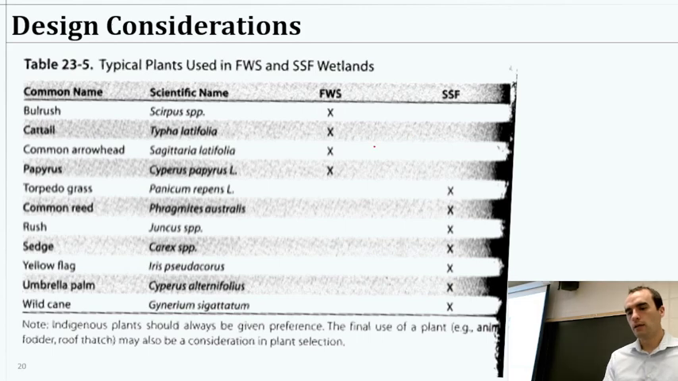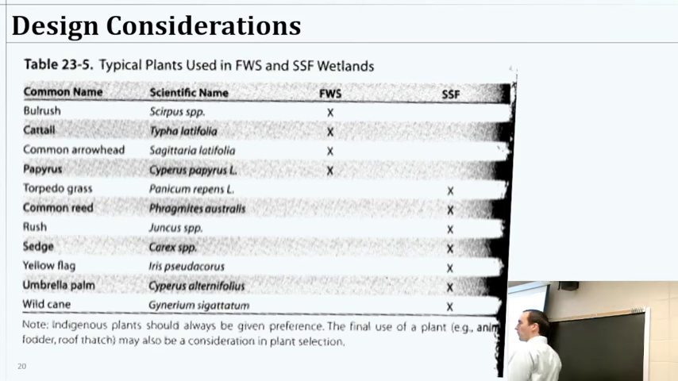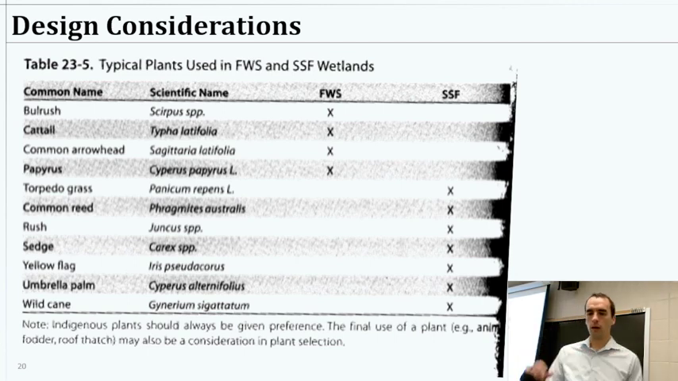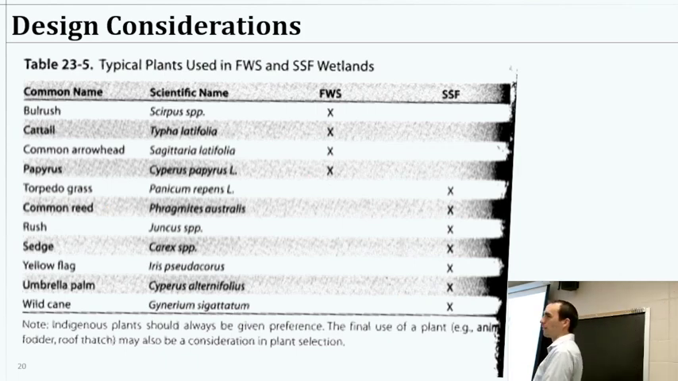So for a free water surface, we have bulrush, cattail, common arrowhead, papyrus, and those are common. If you're familiar with any of those, they're typical plants you find in the swamp, right? Cattails have the large brown seed pod sort of a thing. Maybe that's a fruit, I don't actually remember what that is. But you've seen those, and they grow in swamp areas, wetland areas. So you're going to use things like that.